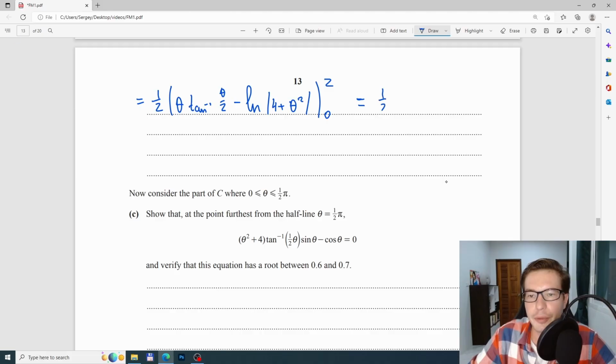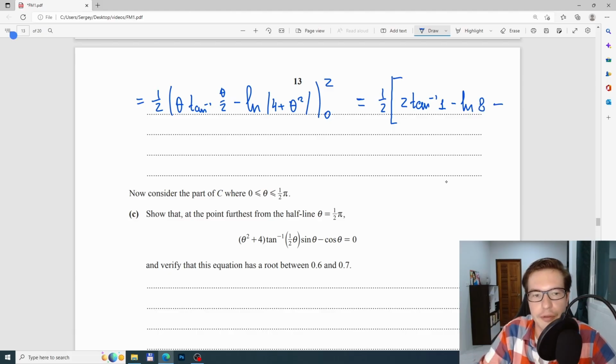Okay, let's substitute the upper limit. We got a half, 2 inverse tangent 2 over 2, which is 1, minus log 2 squared is 4, plus another 4 is 8. So that's the upper limit. Take away what we got when I substitute the lower limit. First, theta is 0, so the first term will be 0. And we got log 4.